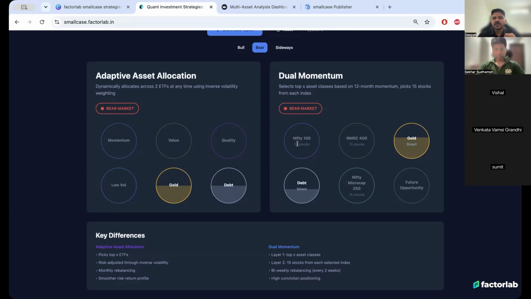Here as well, we pick the top X asset classes. This is slightly more frequent in rebalancing. We do bi-weekly rebalancing, but it doesn't mean that at every rebalance we make changes to our portfolio. We might continue with the same portfolio, and that happened previously as well with many rebalances. We haven't made any changes to our portfolio. So that's about adaptive asset allocation and dual momentum strategy in brief.